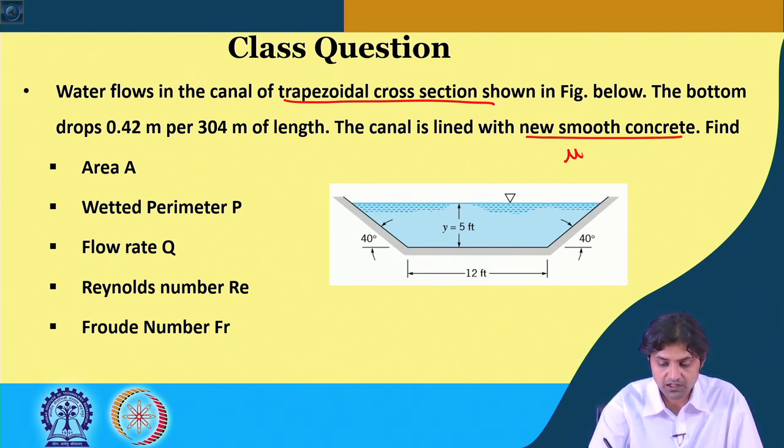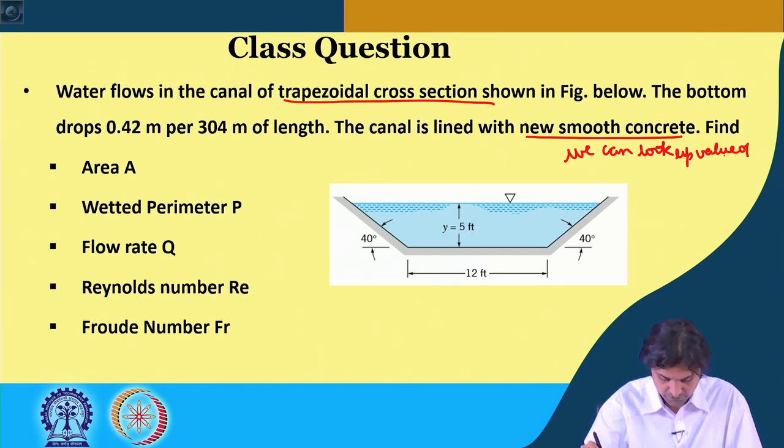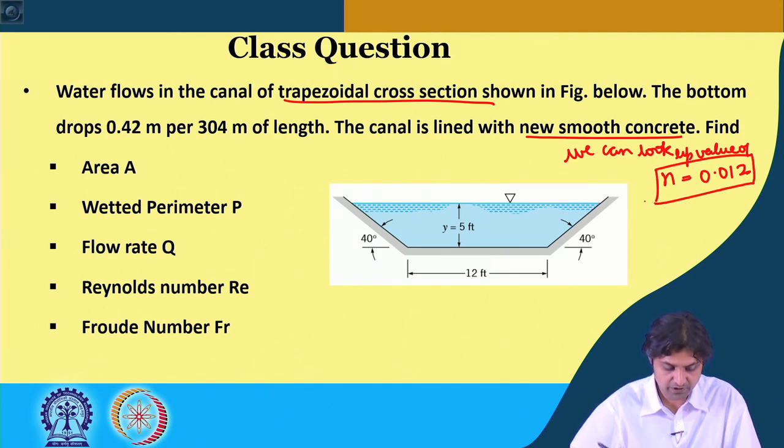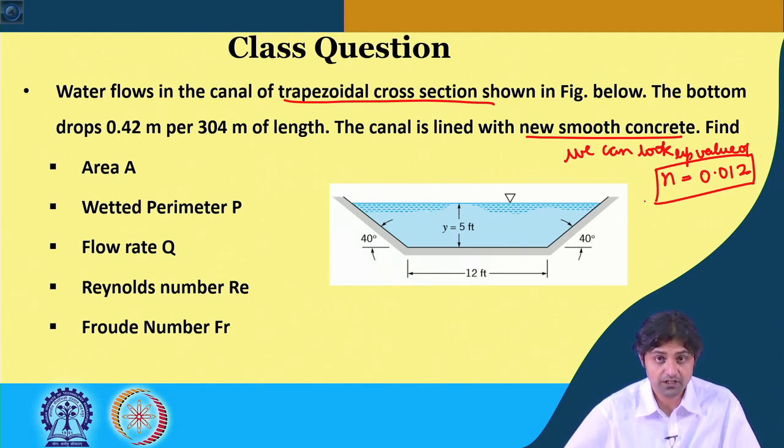So, we can look up the value of n, and after looking the value of n, we know that it is 0.012. That is already given to us, and following are the things. This is a very classical example where you will learn how to do this type of problems. Area we will find out, we will find out the wetted perimeter, we will find out the flow rate, Reynolds number, and in the end the Froude number as well.